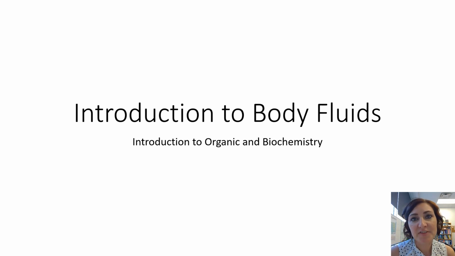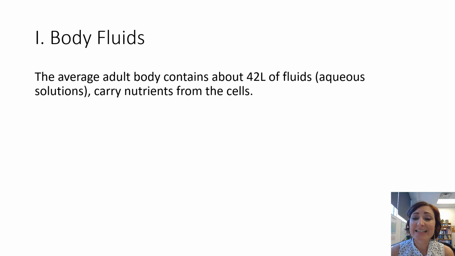In this podcast, we're going to talk about the general differences in body fluids that are found in the body, the percentages, and basically what makes up all the fluids in your body. So your average adult body is going to contain about 42 liters of fluid. So think of a liter as being roughly a Nalgene bottle.